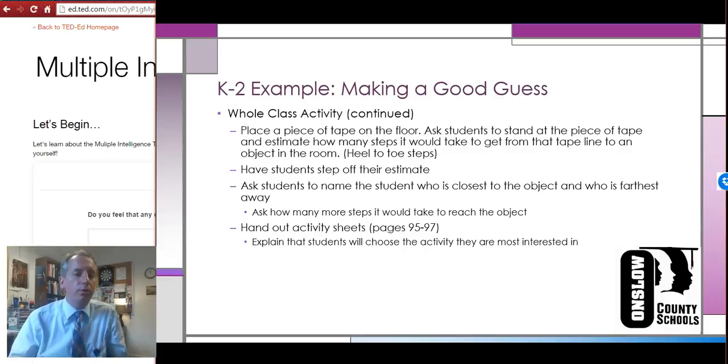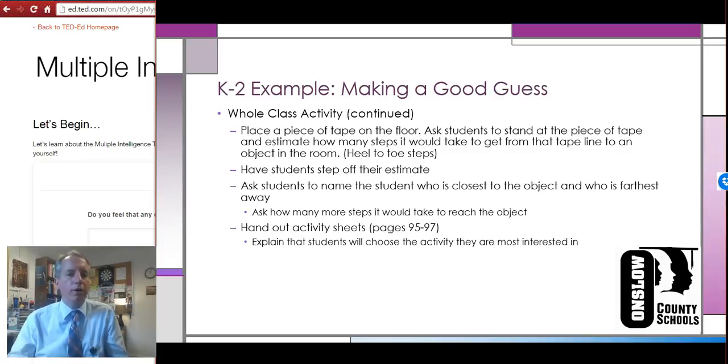Of course, they're going to have to determine what means a step, because there are large steps and small steps. So we're going to say heel to toe kind of steps, and even with that, we've got a little bit of error in there, but it should be relatively close, right? So kids are going to step off their estimate. So if I estimate it's going to be 10 steps, I'm going to step that off, and now we can look right across the room and see whose estimate was the closest, whose was the furthest off.